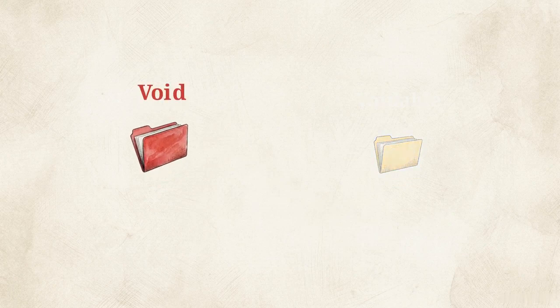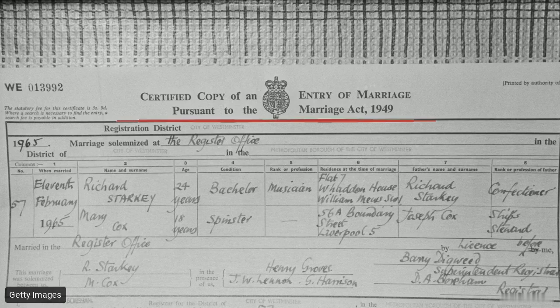We classify these flawed unions in two ways. First is the void marriage. This is a legal fiction, a union that never existed in the eyes of the law because of severe defects in capacity or formalities, like bigamy. But a voidable marriage is different.